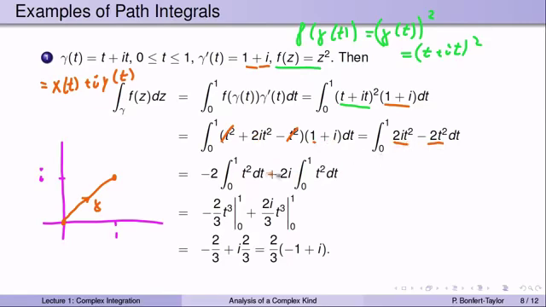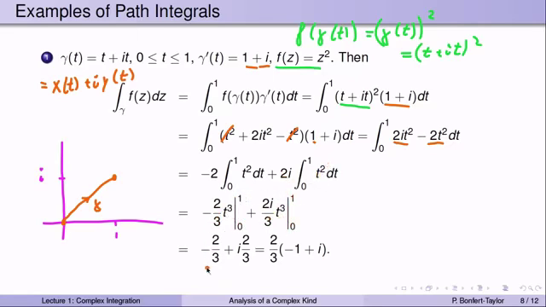I could break this up into the real part and the imaginary part, so I get minus 2 times the integral of t squared, that's from the second term, plus 2i times the integral of t squared, that's the first term. The antiderivative of t squared is 1/3 t cubed, so I get minus 2/3 t cubed evaluated from 0 to 1, plus 2i, and again the antiderivative of t squared is 1/3 t cubed, again evaluated from 0 to 1.